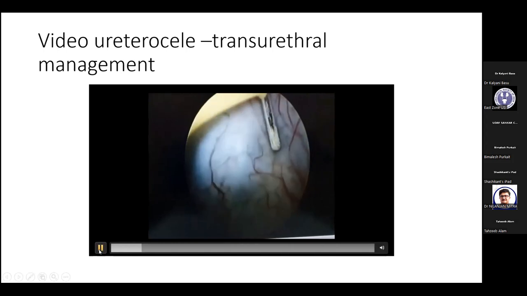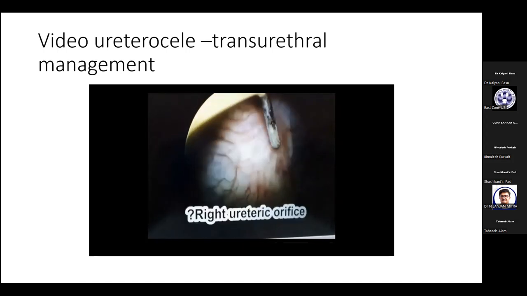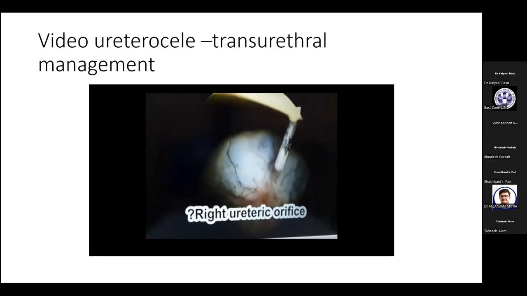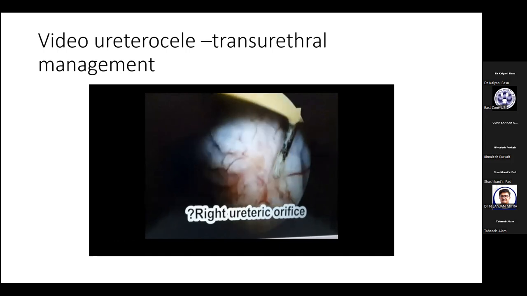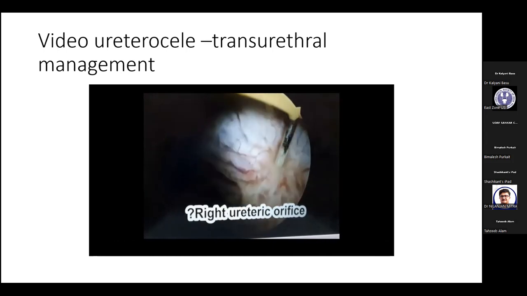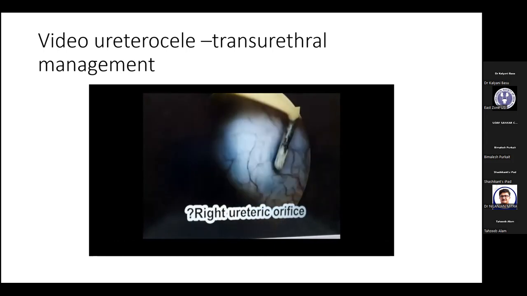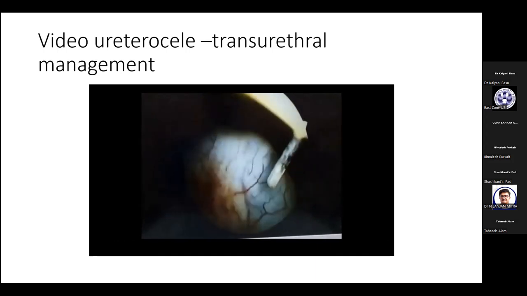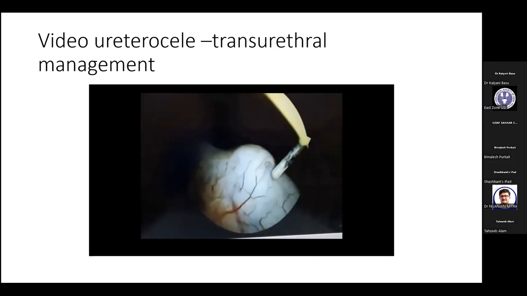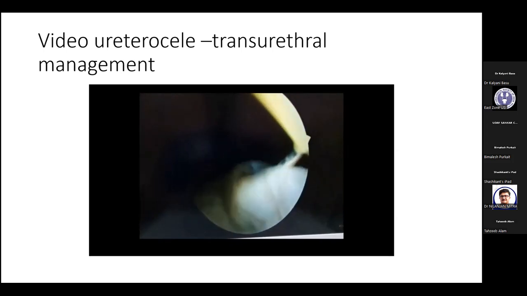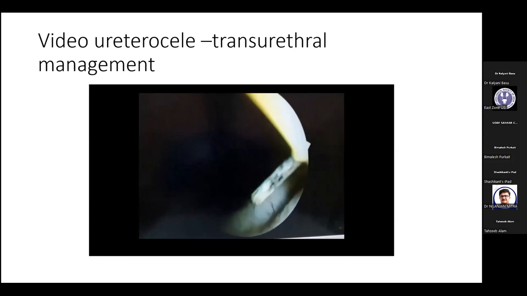So I'm showing this video. Yes, you are right. This is a ureterocele, an intravesical ureterocele of the left-sided system, the typical globular swelling. And you can see there is some urinary jet on compression of the ureterocele.